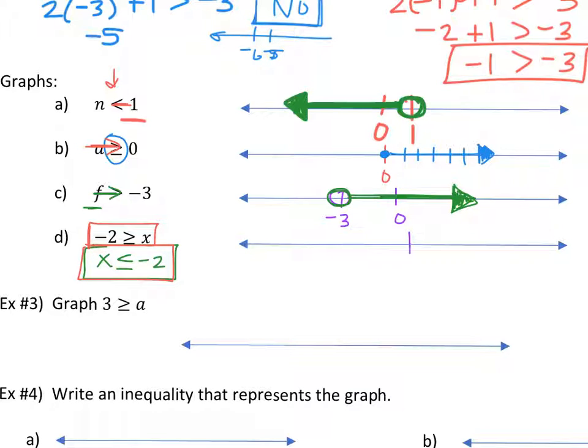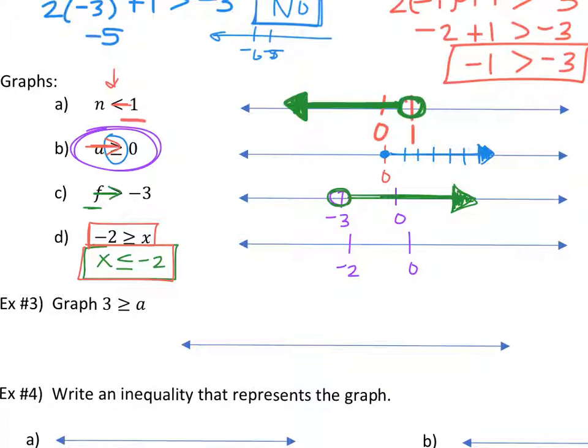At -2. So if this is 0, I'm going to go -2. Okay? Don't let that 0 throw you off. The most common mistake I see made on these is people put a point on the 0. We're just putting the 0 in there so we know where we are on a number line. Just keeping it all relative, okay? Don't put points at 0 unless, like this one, your number is 0, all right?